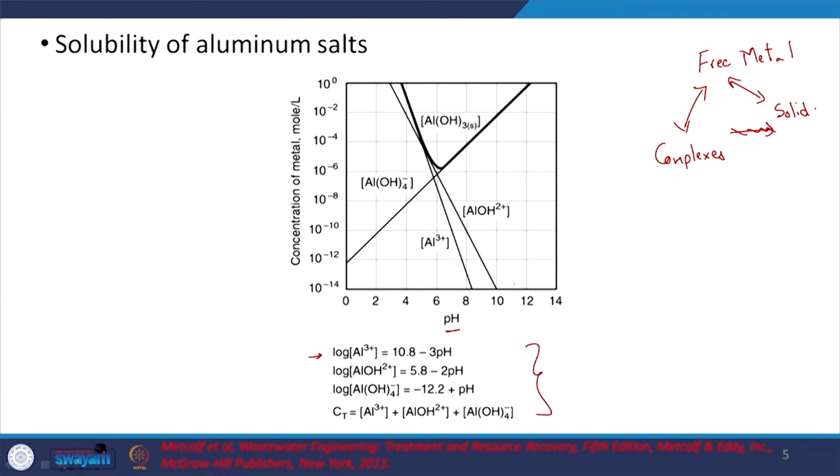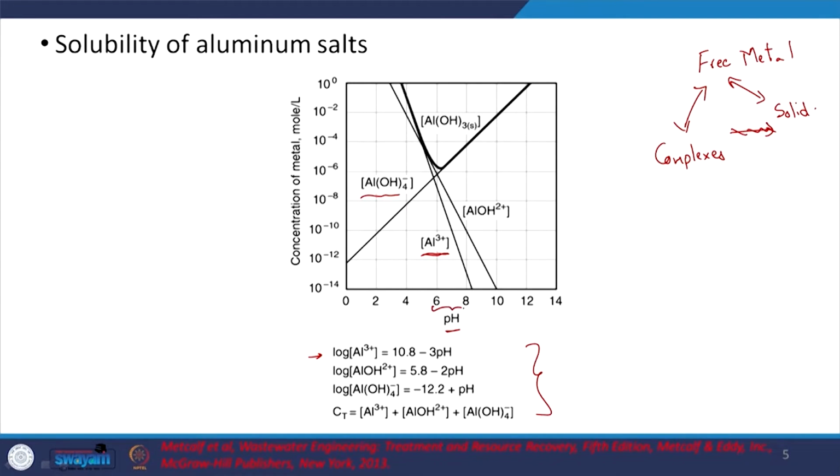But let's just look at the figure. At relatively low pH and very low concentration, the metal will stay as free metal Al3+. Even at relatively low pH but higher metal concentration, it will stay as Al(OH)4 minus. In general, this will also take place later, but again let us not go there.